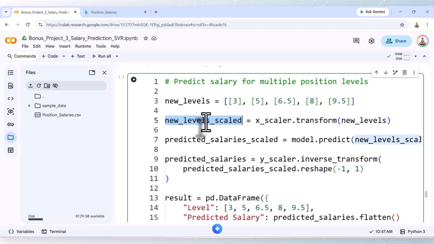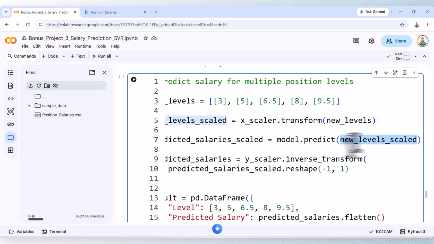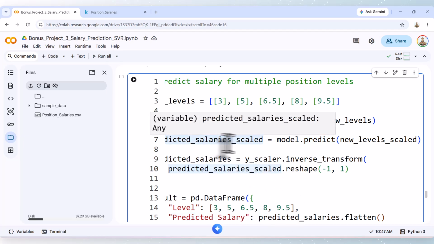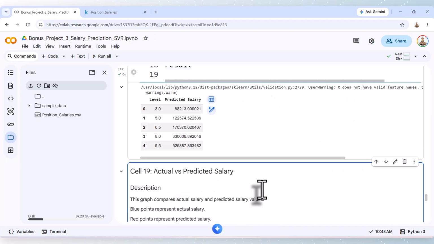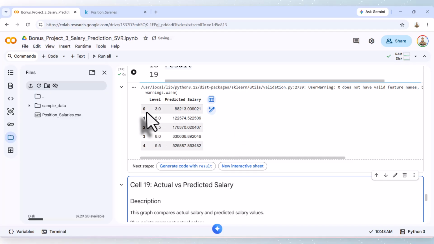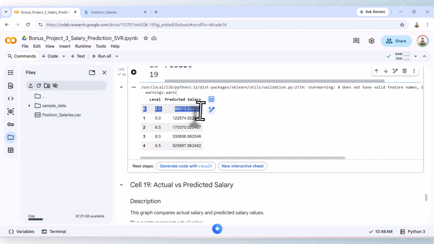Now we got the scaled data. That scaled data will be given to the model for prediction. Now this is the predicted_salaries_scaled, basically the scaled data. Again, you are going to do the inverse transform: y_scaler.inverse_transform of this scaled data .reshape(-1, 1). Basically, this cell and the previous cell are both the same, but in the previous cell we have taken only a single level, while here we have taken multiple values for prediction.